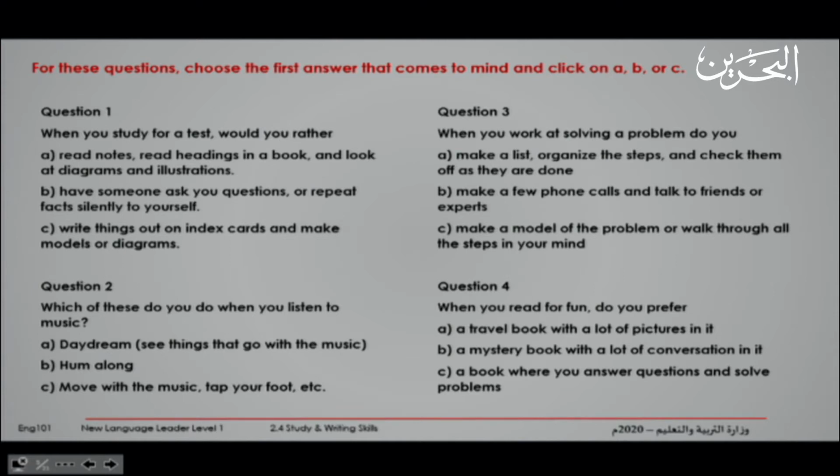Question 4. When you read for fun, do you prefer: A. a travel book with a lot of pictures in it? B. A mystery book with a lot of conversations in it? C. A book where you answer questions and solve problems?